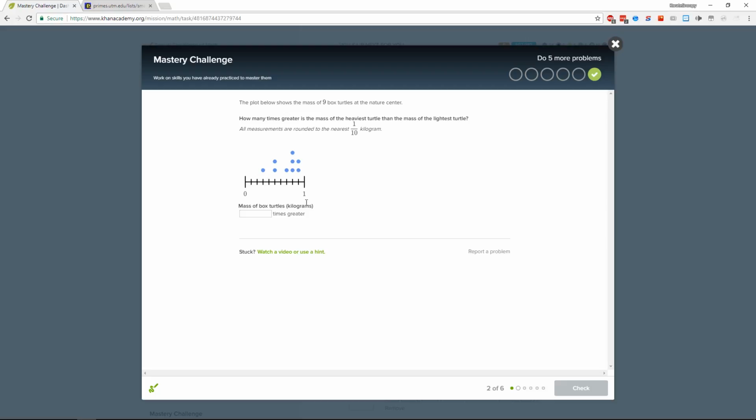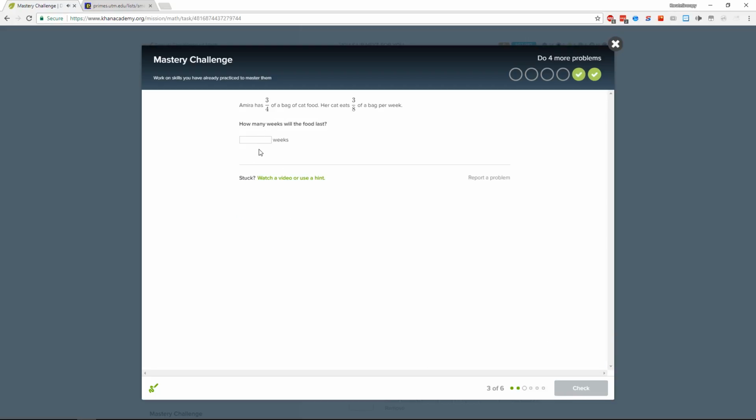Alright, the plot below shows the mass of 9 box turtles at the nature center. How many times greater is the mass of the heaviest turtle than the mass of the lightest turtle? Like 3. So this dude has 3/4 of a bag of cat food, and the cat eats half of that each week. 2 weeks.